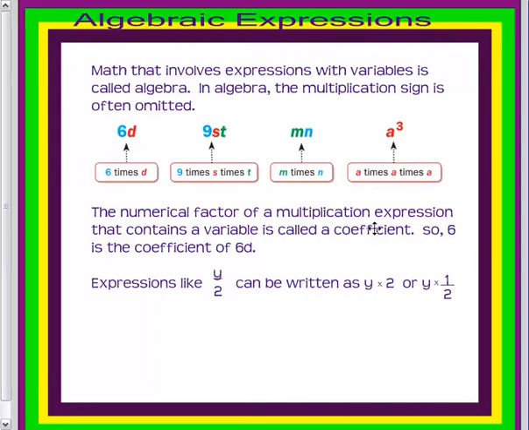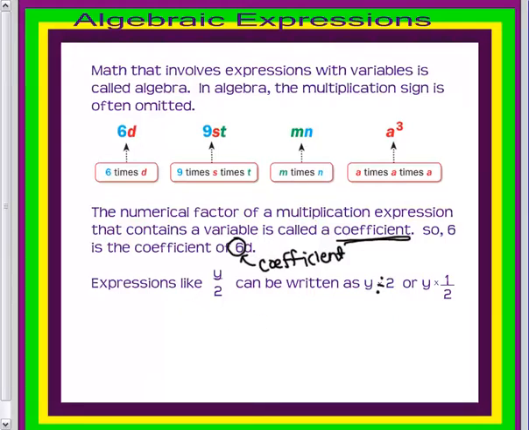So the numerical factor of multiplication expressions that contain a variable is called a coefficient. So 6 is the coefficient in front of d. All right, so when we look at this, this right here is called the coefficient. So make sure that you have that example. All right, and something like this, when y is divided by 2, can be written as y divided by 2 or y times 1/2. Ooh, whoops, sorry, that's supposed to be a division sign. So that would be like a y divided by 2 or a y times 1/2.